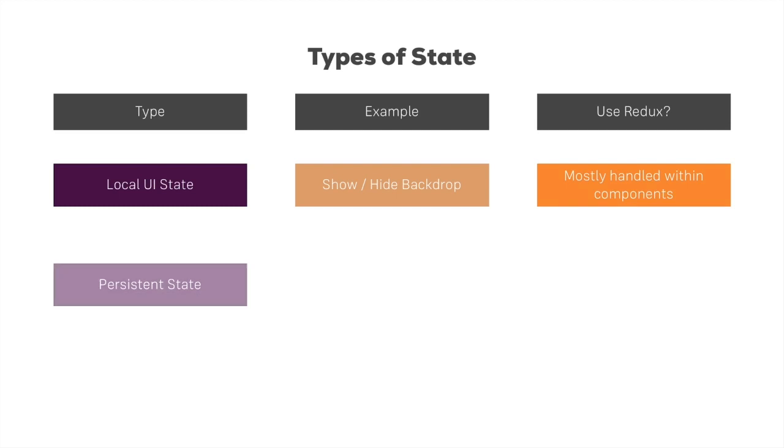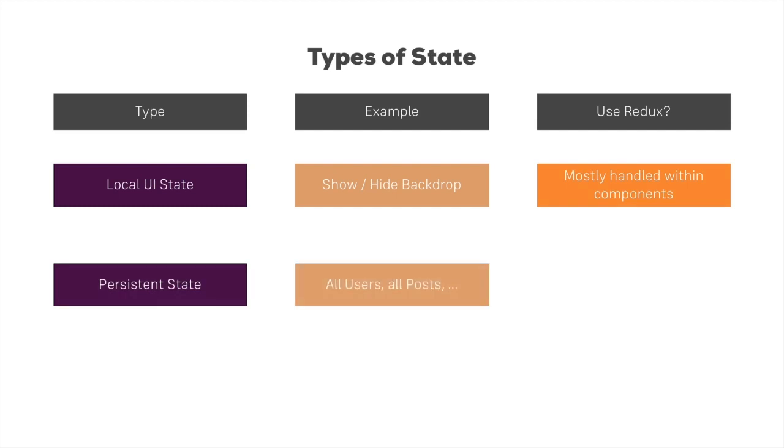Another important type of state is persistent state. This means the state you typically also store in server-side databases, like the users of your application, all posts of a blog, all burger orders, stuff like that. Now here, you typically do use Redux, but of course not for all the data you have in your server-side database. Because Redux, of course, is just for managing the state in your application as long as your application is alive. And always keep in mind, when the user refreshes your page, your state is gone.